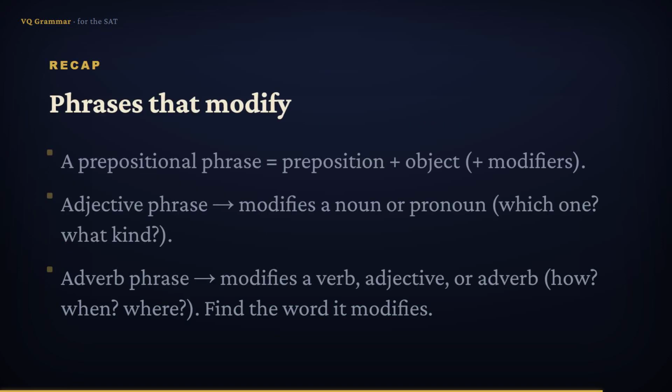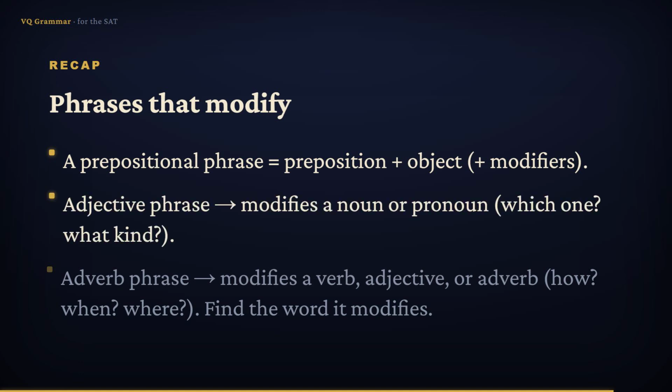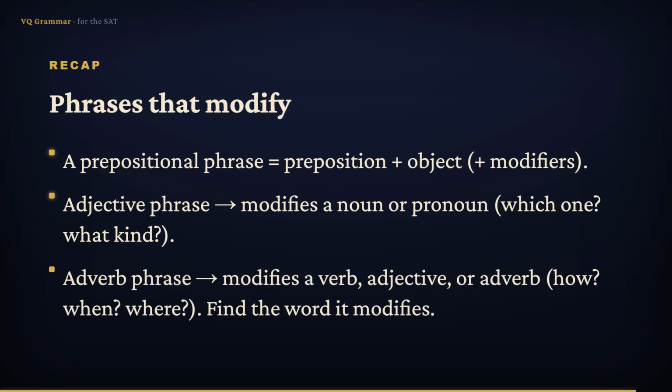Let's bring it together. A prepositional phrase begins with a preposition and ends with its object. It can act as an adjective phrase, modifying a noun or pronoun, or as an adverb phrase, modifying a verb, an adjective, or an adverb. To tell which, find the word the phrase modifies and remember the position clue. An adjective phrase sits right after its noun, while an adverb phrase can move.